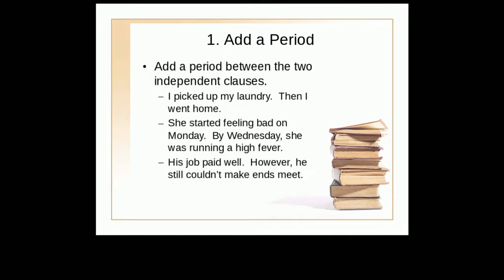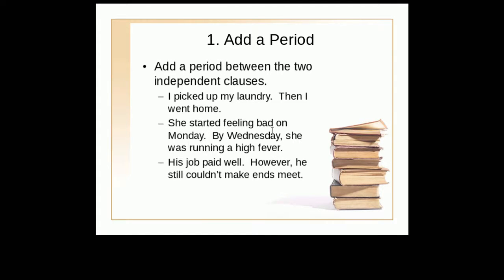So, how do we add a period? This is the easiest one. Add a period between the two independent clauses. I picked up my laundry, period. Then I went home, period. Imagine if you wrote this the entire way, the entire essay. It would be lots of simple, choppy sentences. Every once in a while might be okay. If you want to make sure that you wrote something grammatically correct and you're not sure how to do it, this might be the easiest way to do it. But I wouldn't suggest this for your entire paper.